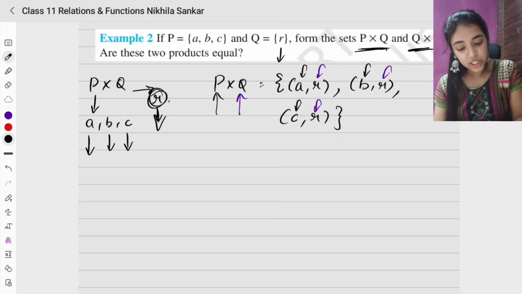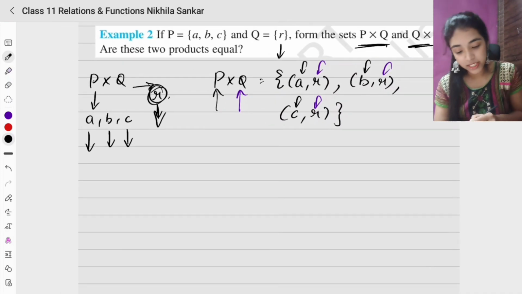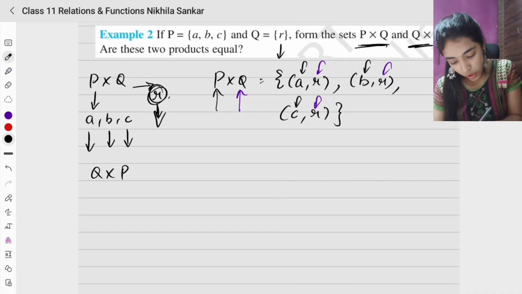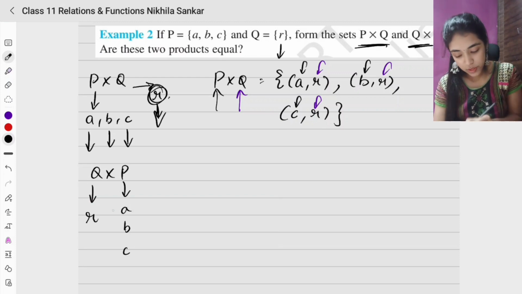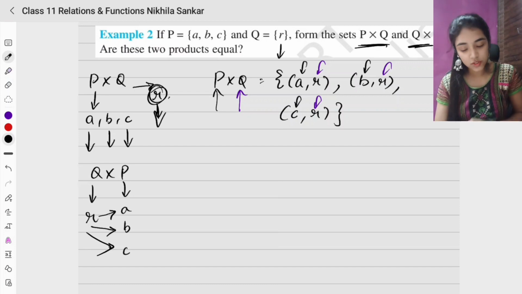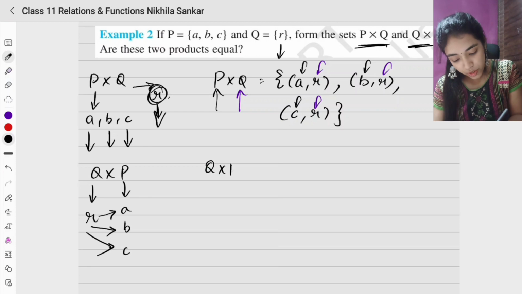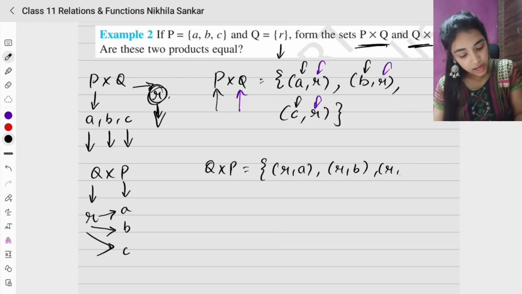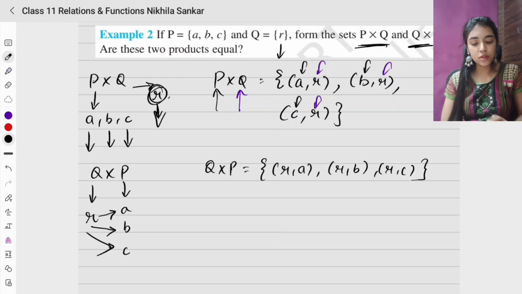Now we'll write Q cross P. You'll understand it more clearly. What is my Q cross P? In Q I only have the element r. In P I have a, b, c. So first I'm going to write (r, a), then (r, b), then (r, c). So Q cross P is going to have the ordered pairs (r, a), (r, b) and (r, c). You have to write this in terms of ordered pairs.